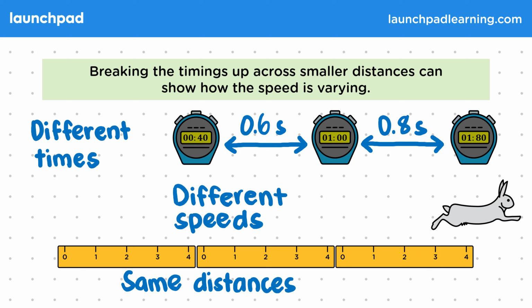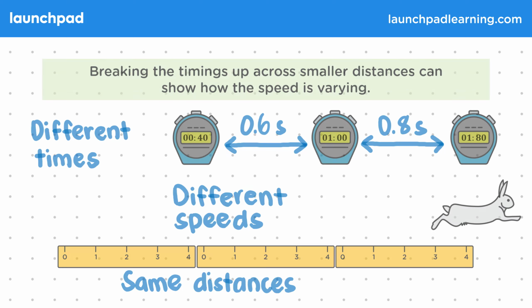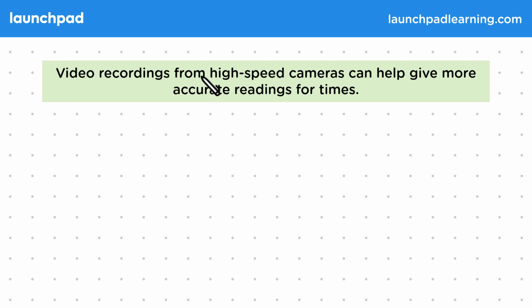You may be asked in an exam to design experiments for calculating speed and what it is that you'll need to be measuring. But is there a more accurate way of measuring the time? Video recordings from high-speed cameras can help give more accurate readings for times. A high-speed camera measures more frames or images per second, so there's more precision for timing of the image.